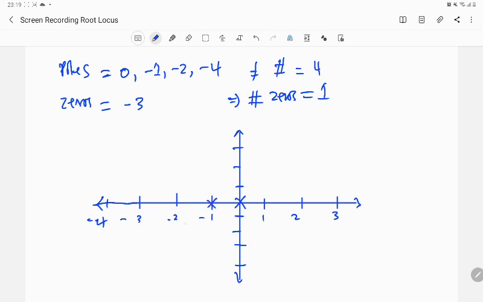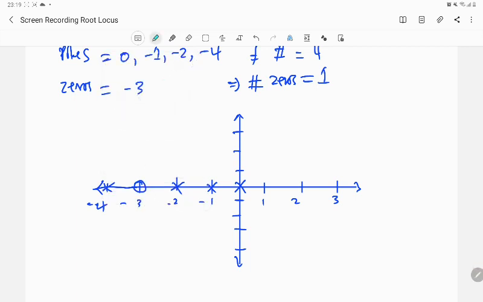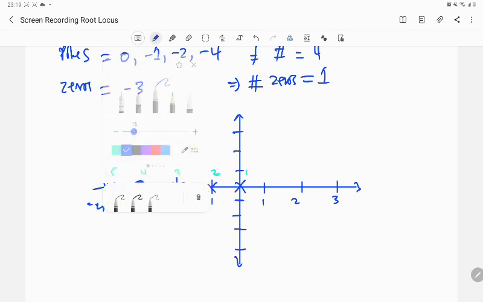Our poles will be at 0, -1, -4, and -2. Those are the 4 poles: 0, -1, -2, -4. And our zero will be at -3. Now if I want to plot my root locus, the first principle says it's going to lie to the left of an odd number of poles and zeros. So this is 1, 2, 3, 4, 5. Let me take this off so that we can see it clearly.